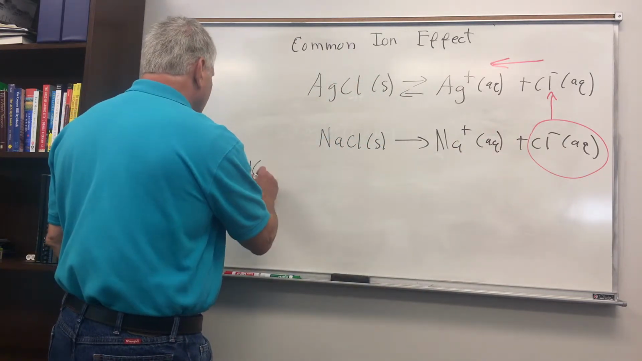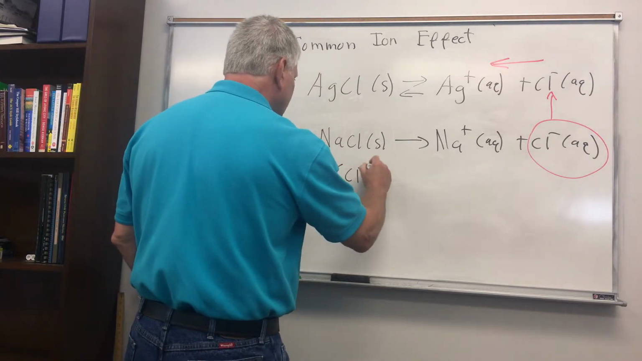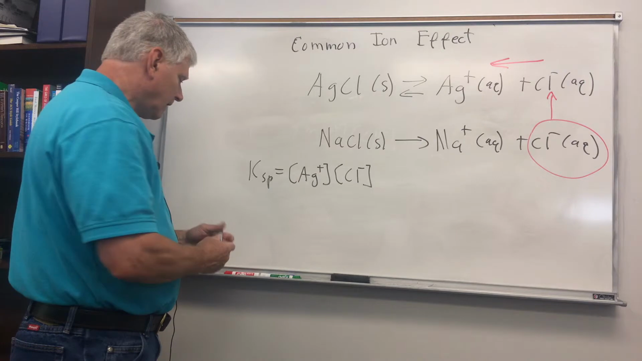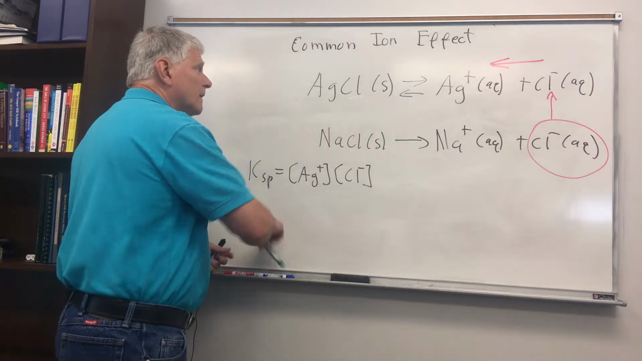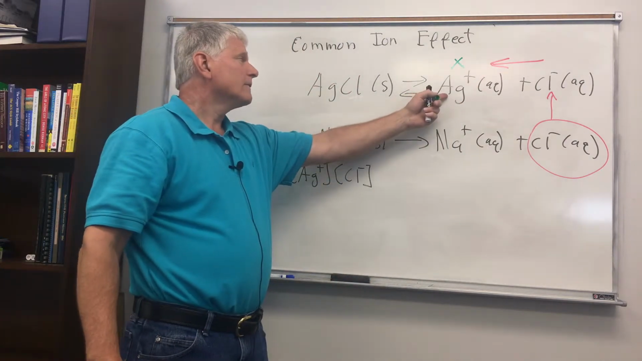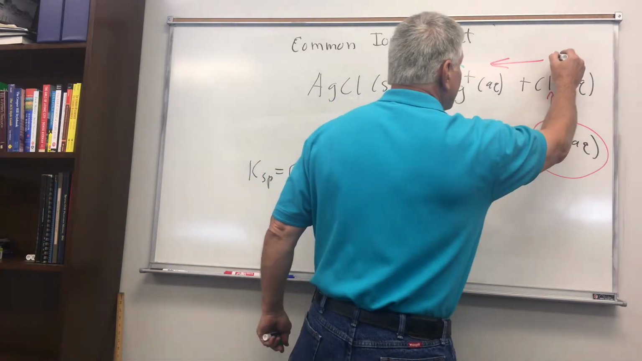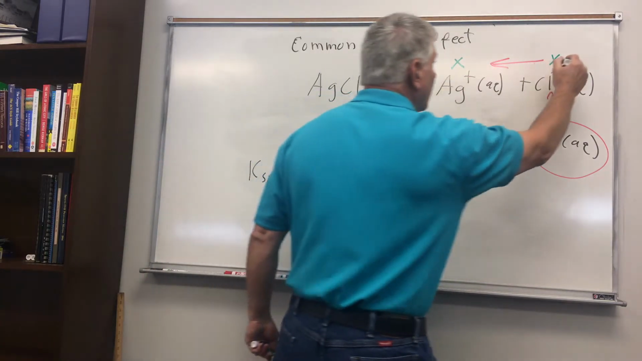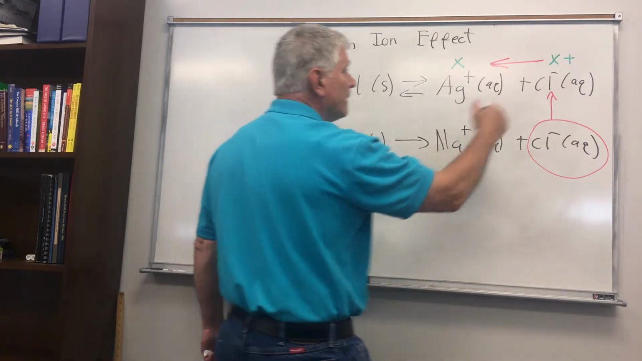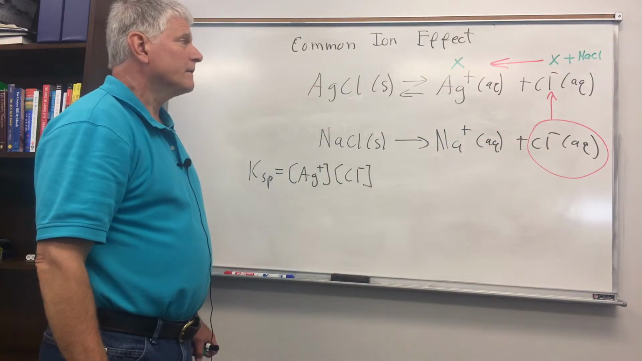And doing that, we'll write the KSP expression. So we'll let the silver plus concentration be X. And that means that the chloride concentration will be X amount coming from silver chloride plus this amount coming from sodium chloride. So we just write sodium chloride there, amount.